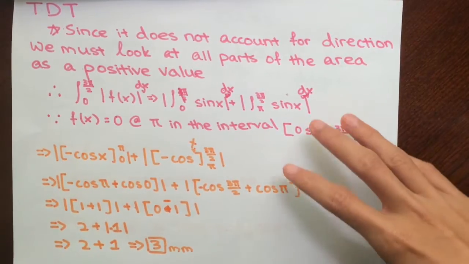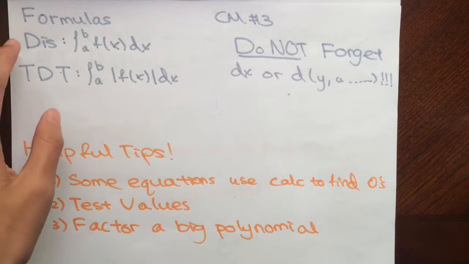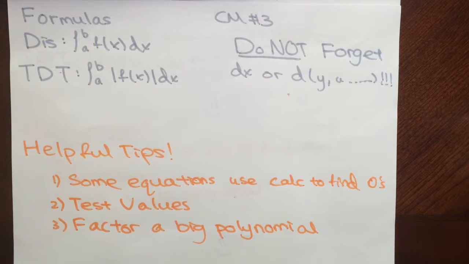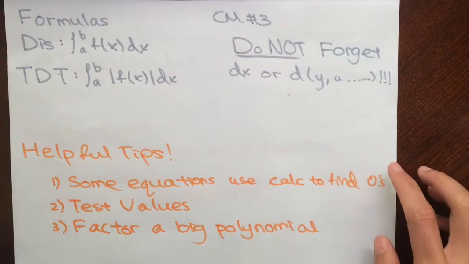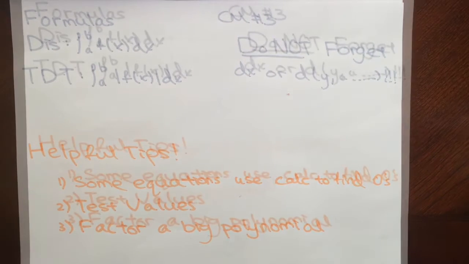To conclude my video, I have formulas and helpful tips to help solve displacement and total distance traveled problems. For the formulas, displacement will be the integral of f of x from a to b dx, and the total distance traveled will be the integral of the absolute value of f of x from a to b dx. Another common mistake is that people usually forget dx or dy, and it's actually a pretty big mistake.